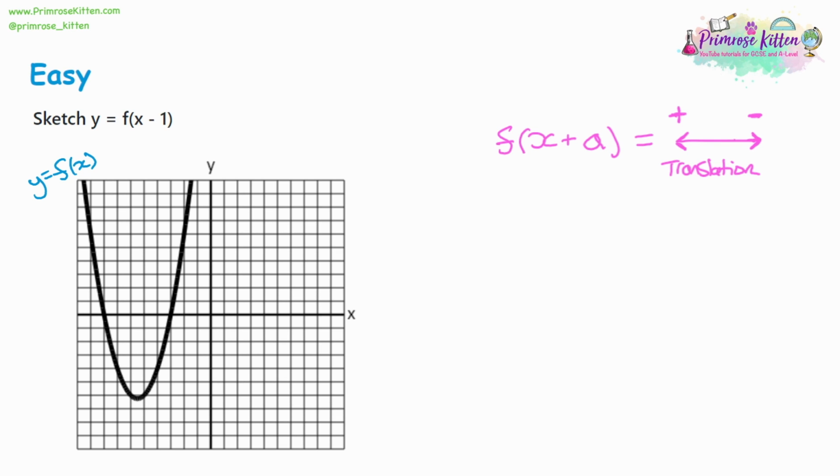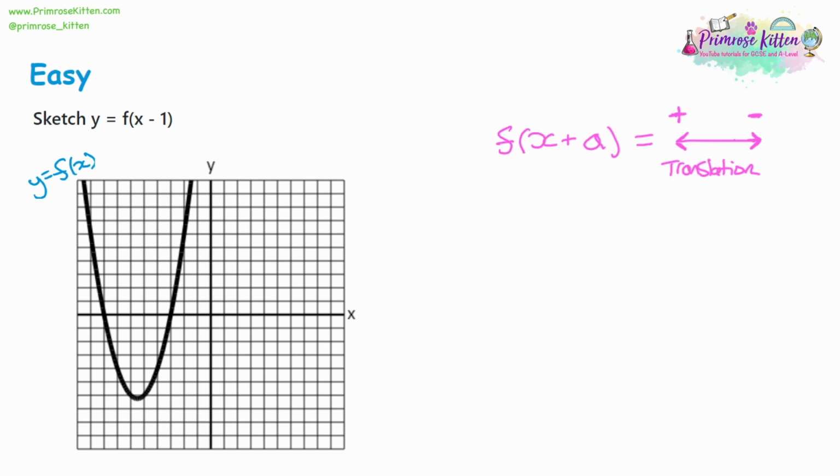What we do know is that we now need to transform it, and we're going to take 1 away from the x. What does that mean? We can see the -1 is next to the x, so we know we're looking at an x transformation. If you think about time going in a direction to the right, what we want to do is make this appear 1 coordinate later, 1 square later on the x-axis.